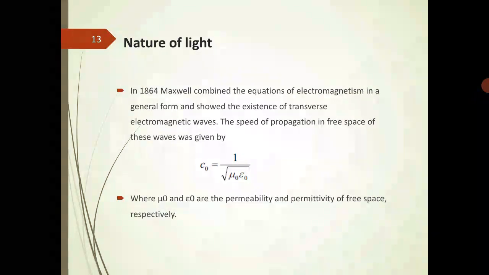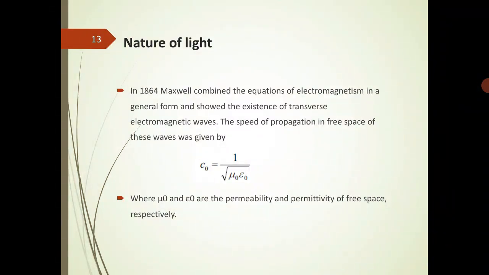In 1864, Maxwell combined the equations of electromagnetism in a general form and showed the existence of transverse electromagnetic waves. Here I am establishing the equation of the speed of propagation of light. c is inversely proportional to the square root of the permeability and permittivity of free space. Then I substitute the values of mu naught and epsilon naught to find the value of the speed of the signal. So likewise it occurs.